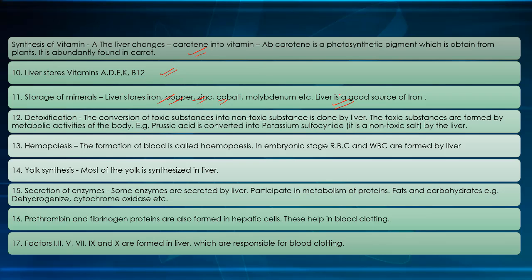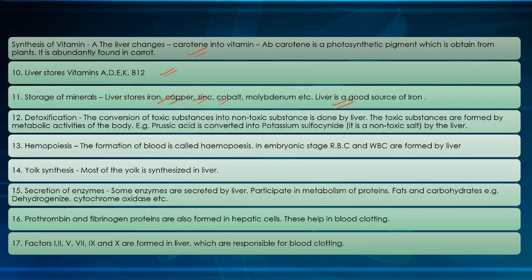Hemopoiesis: the liver helps in the formation of blood cells. In the embryonic stage, RBC and WBC are formed in the liver. Yolk synthesis: most of the yolk is synthesized in the liver. Secretion of enzymes: some enzymes secreted by the liver participate in metabolic functions of fats and carbohydrates, such as dehydrogenase and cytochrome oxidases. Prothrombin and fibrinogen are also formed in hepatic cells.